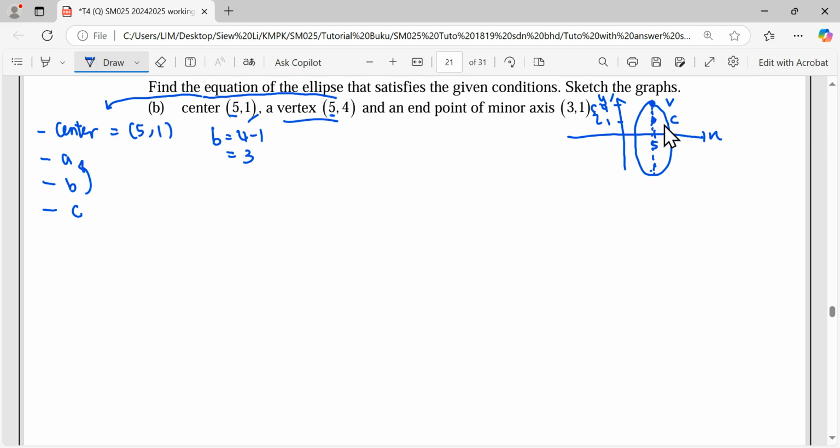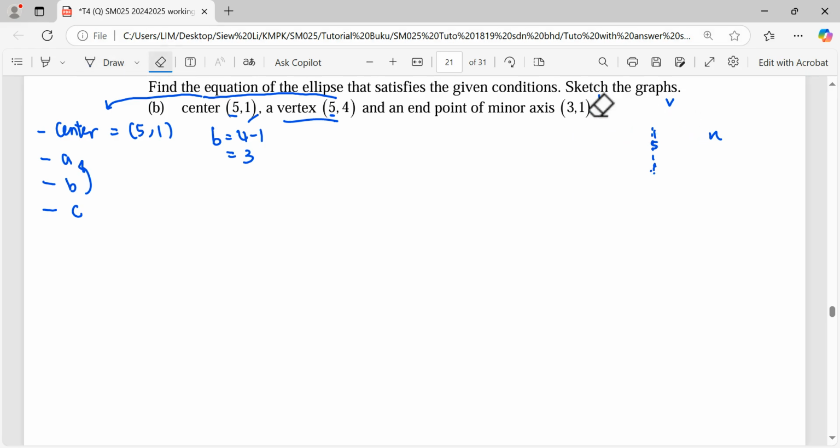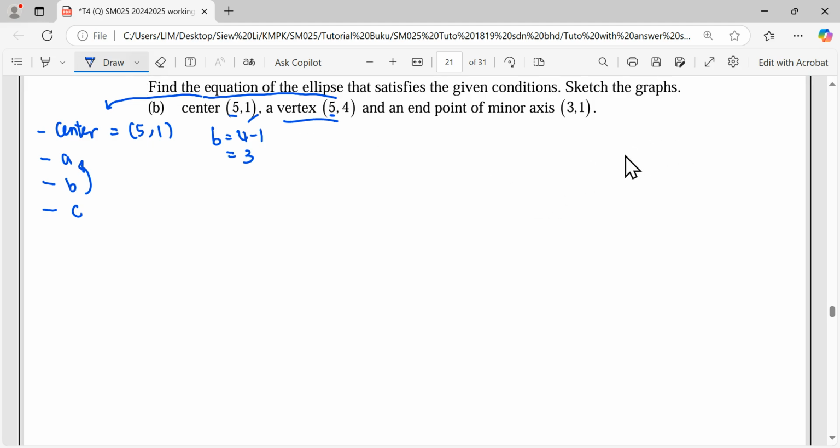So a will be horizontal, the end point of the minor axis. So the minor axis here, the end point here is (3, 1). So this is 5, here will be 3. If it's hard to draw, I would sketch it bigger.